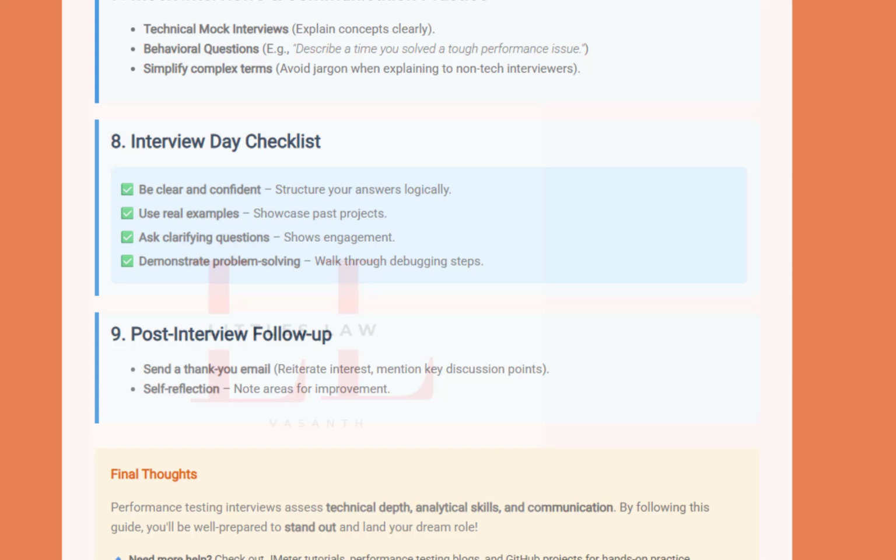And final thoughts: performance testing interviews go beyond just technical knowledge. They also assess your analytical skills, communication abilities, and problem solving approach. By following this complete guide, you will be equipped to demonstrate your technical depth with hands-on tool knowledge and real-world scenarios. You can also showcase your analytical thinking in bottleneck identification and performance metrics. You can communicate clearly with both technical and non-technical audiences. So make sure you stay curious and proactive.